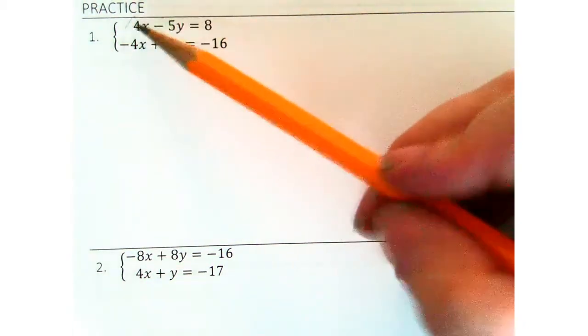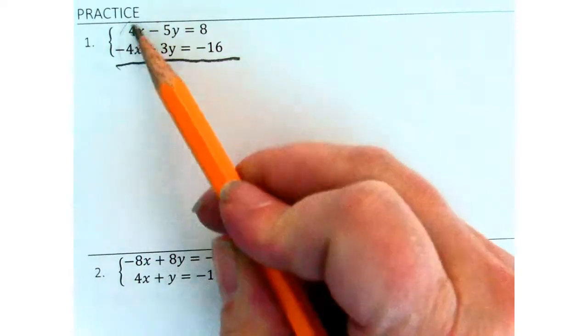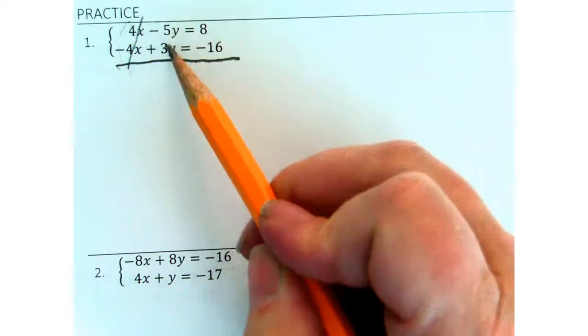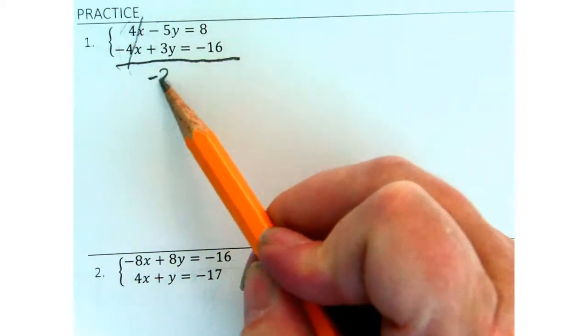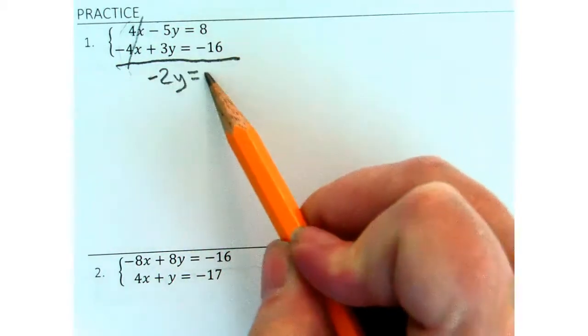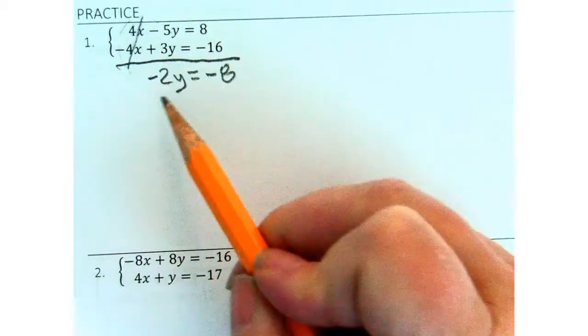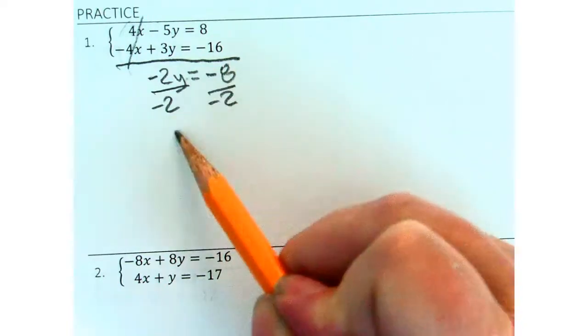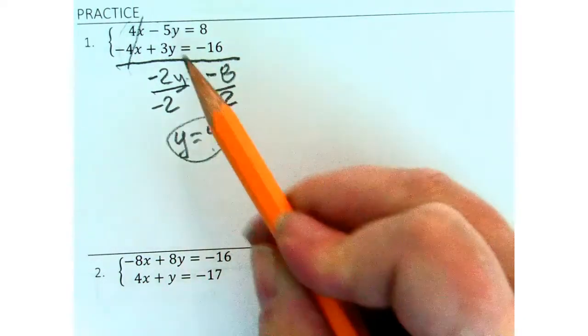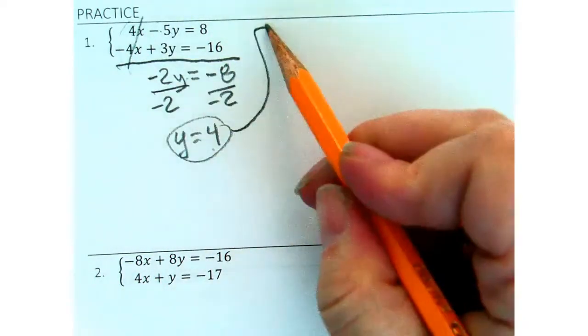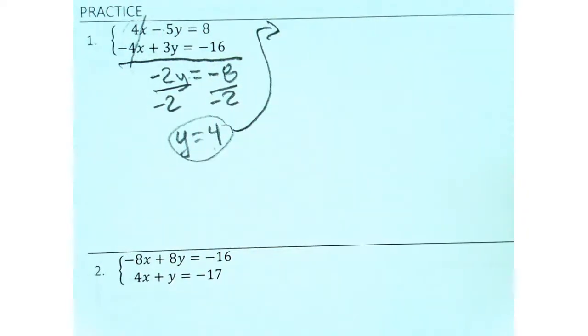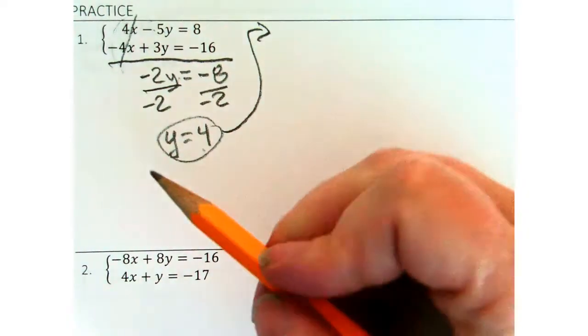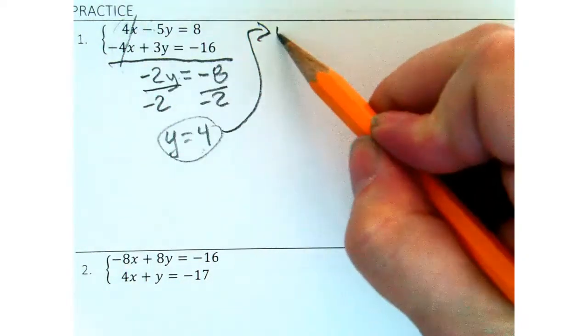More importantly, 4x and negative 4x are opposites. When I add them together, I get 0, eliminating the x term, and I can solve for y. Once you have solved for y, you can now plug that value back into one of the original equations and solve for x.